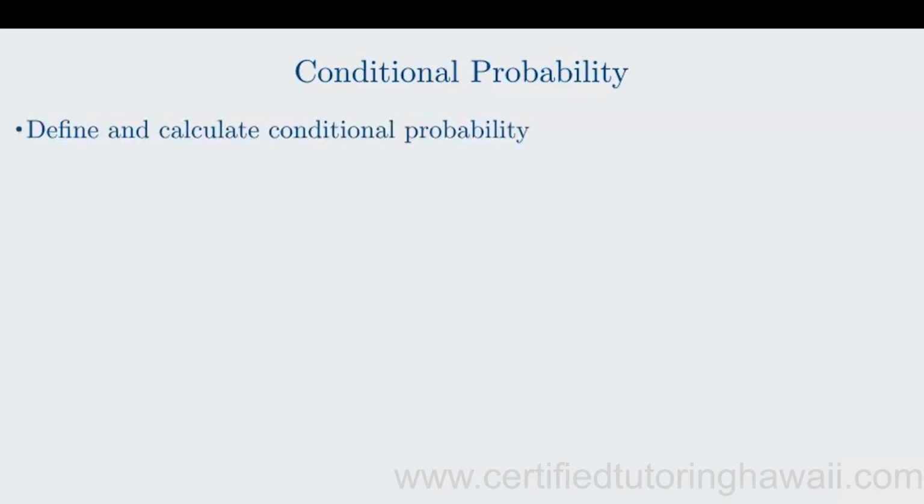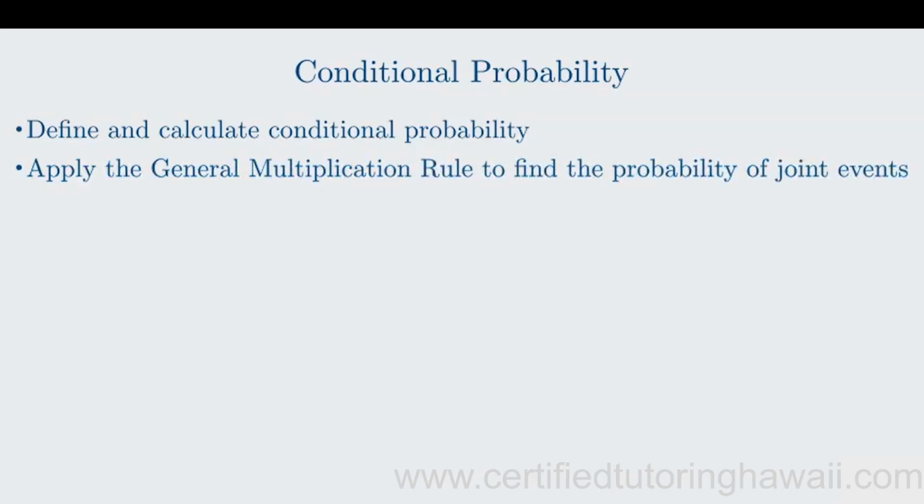In this video, we will explore the concept of conditional probability, which is a fundamental tool in AP statistics for understanding how the occurrence of one event affects the likelihood of another. By the end of this lesson, you will be able to calculate conditional probabilities and use the general multiplication rule to find the probability of two events occurring together.